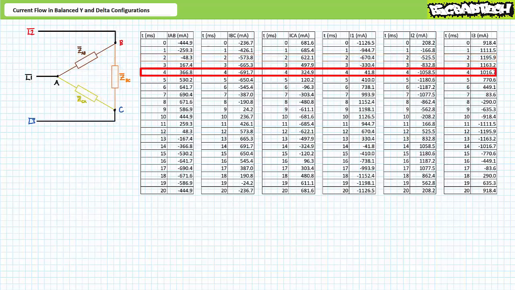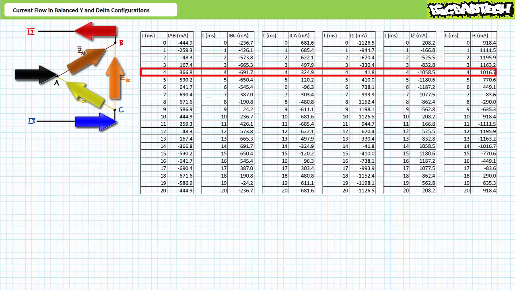At t equals 4 milliseconds, 366.8 milliamperes of current travels A to B. 691.7 milliamperes of current travels C to B, and 324.9 milliamperes of current travels C to A. 41.8 milliamperes of current enters node A. 1,058.5 milliamperes of current leaves node B, and 1,016.7 milliamperes of current enters node C.